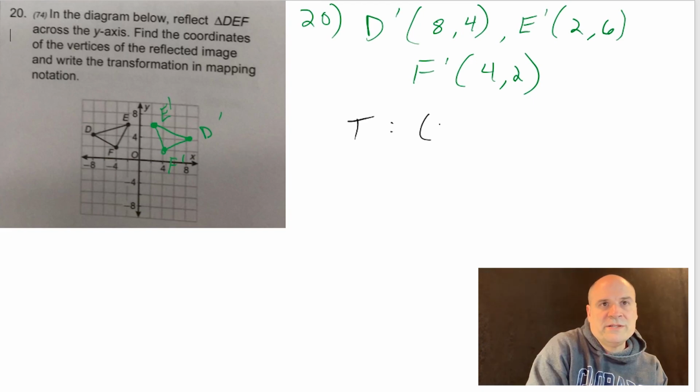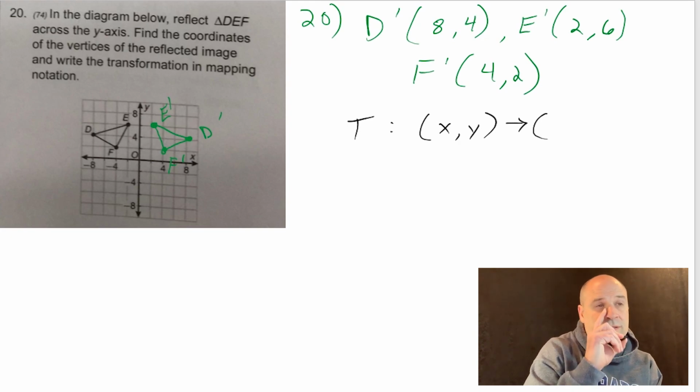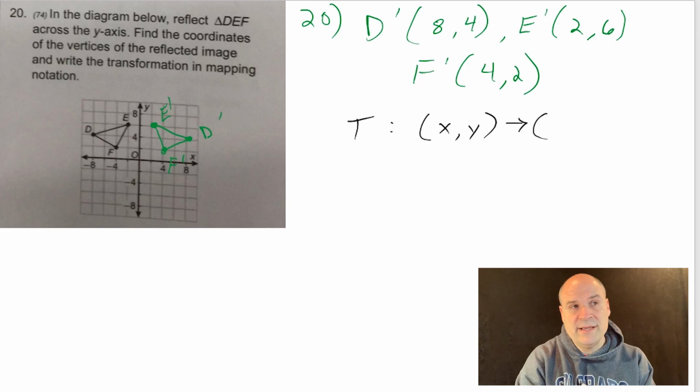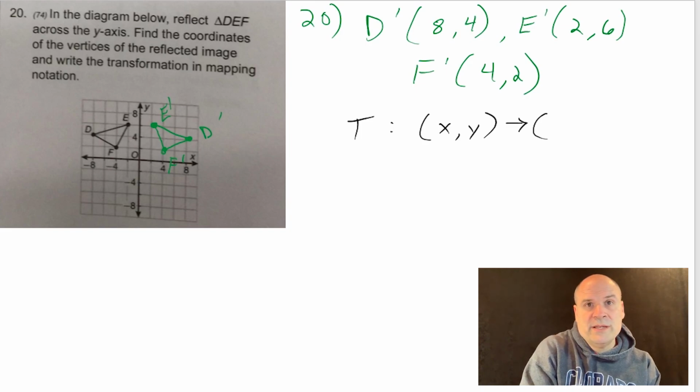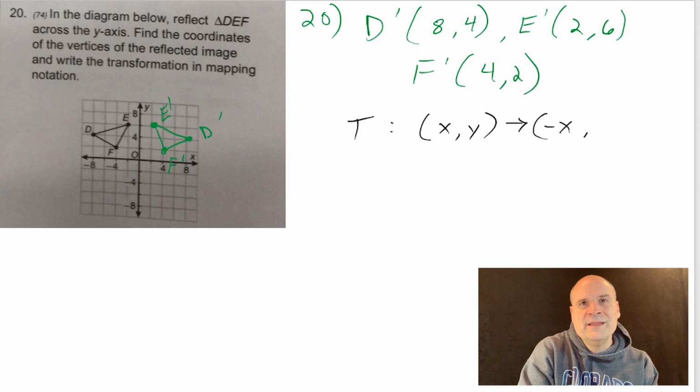And then it says write the transformation and mapping notation. So our transformation, x, y, goes to, well, how does x change? Well, x just oppositizes, right? So we're gonna go negative x. So really the opposite of this x value is this x value, the opposite of this x value, and so on. All right, and then the y just stays the same. So that's easy. All we have to do is negate the x.